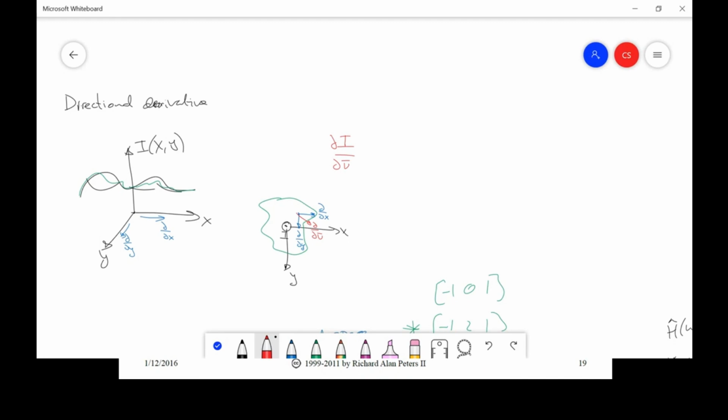U, that is this vector here, u will have two components, the ux and uy. So those will be the components of u. It turns out, we will not show this, okay? But it turns out that this is ux, the derivative of the image in the direction x, plus uy, the derivative of I in the direction y.